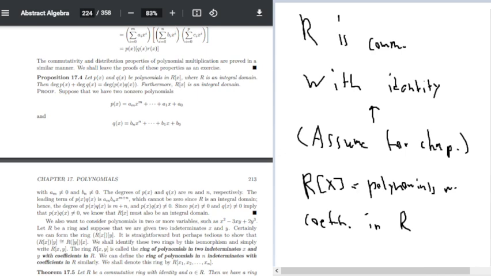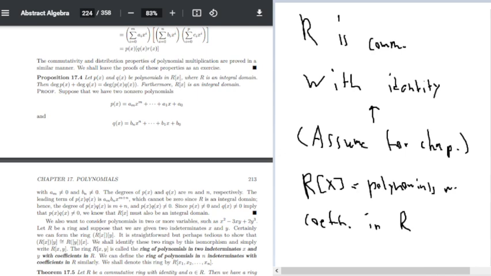Proposition 17.4. Let p of x and q of x be polynomials in R of x, where R is an integral domain. The degree of p of x plus the degree of q of x is equal to the degree of p of x times q of x. Furthermore, R of x is an integral domain.